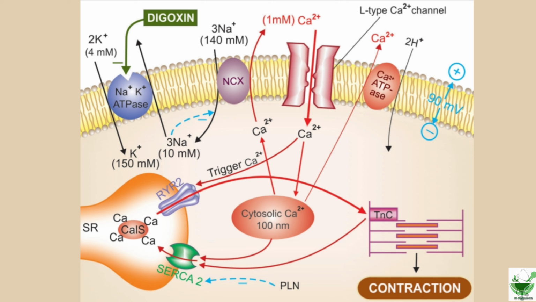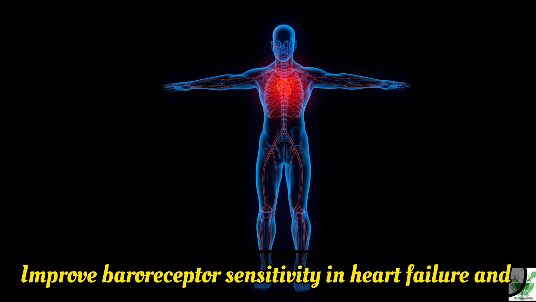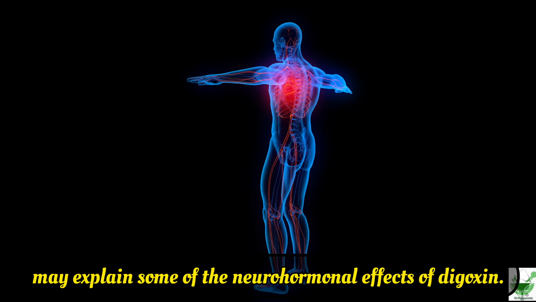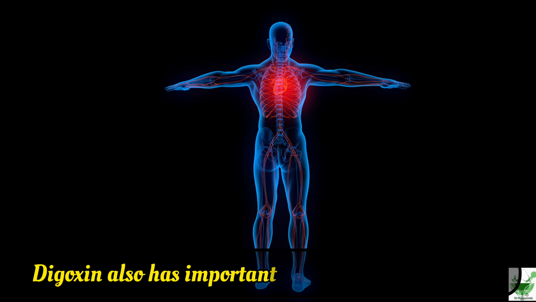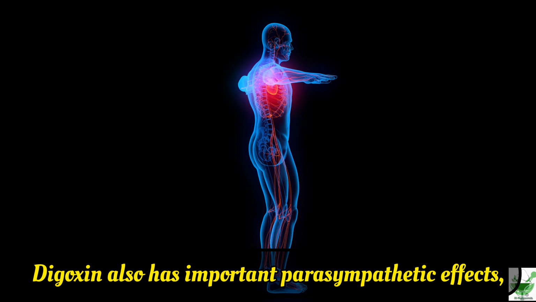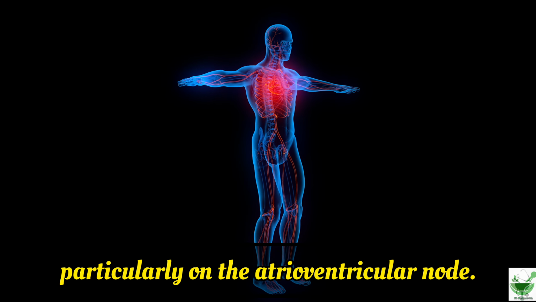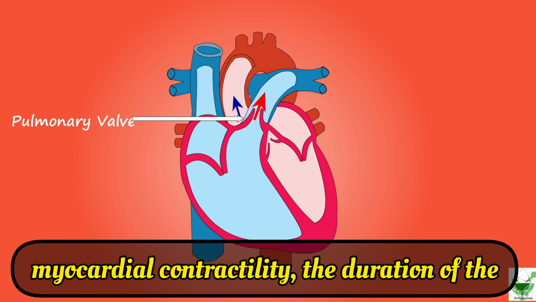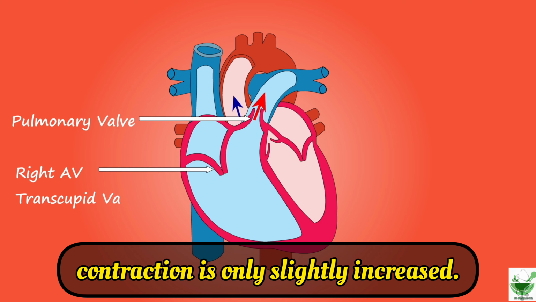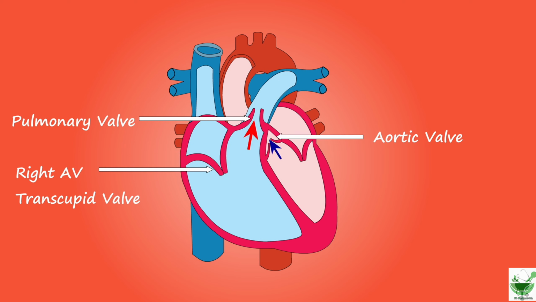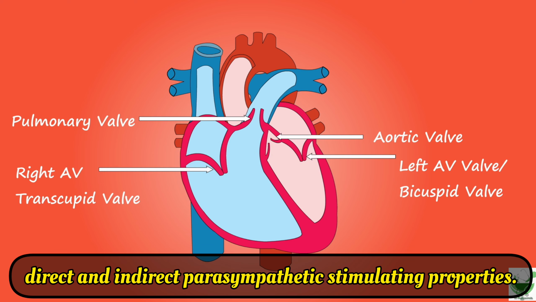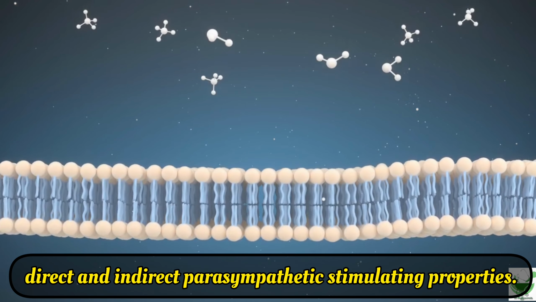Then the inhibition of the sodium pump may also improve baroreceptor sensitivity in heart failure and may explain some of the neurohormonal effects of digoxin. Digoxin also has important parasympathetic effects, particularly on the AV node. While it does increase the magnitude of myocardial contractility, the duration of the contraction is only slightly increased. Its use as an antiarrhythmic drug comes from its direct or indirect parasympathetic stimulating properties.